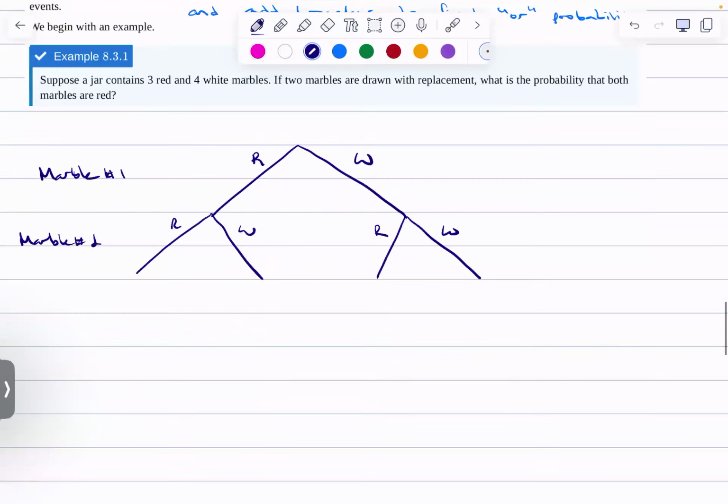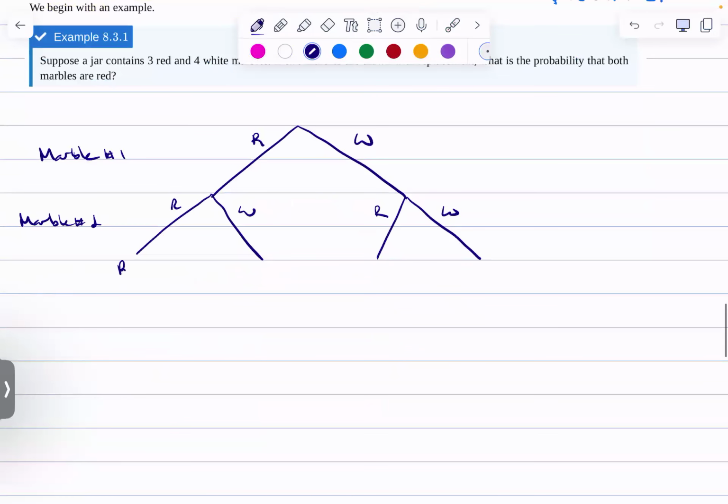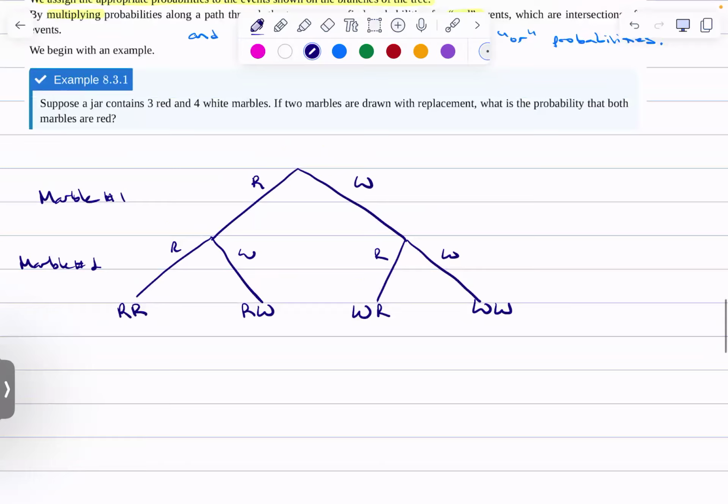So down here, we can still write out our sample space. In fact, I encourage you to do that, just so we can look at what all the different combinations are: RR, RW, WR and WW. Now we're going to also write probabilities at each branch.